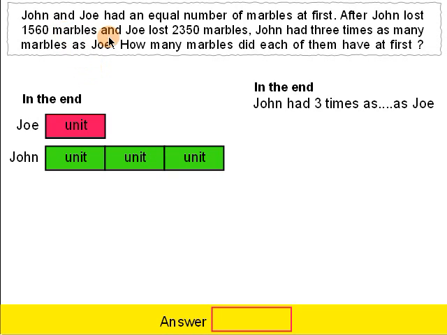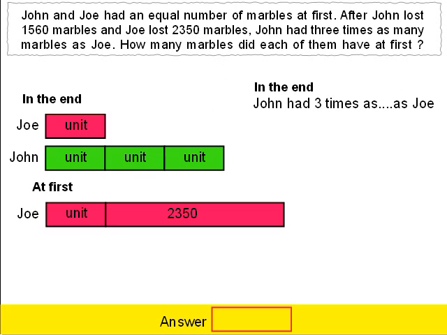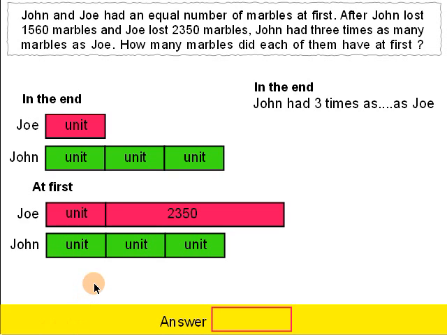The question says John and Joe had an equal number of marbles at first. That means when we look at Joe in the end, Joe has 1 unit. So at first, Joe would have this 1 unit plus whatever he had lost, which is 2350. So we add that in. And for John, it will be 3 units for whatever he had in the end plus whatever he had lost, which is 1560. Take note that both of the models are of equal length for Joe and John at first, because the question tells us that both of them had an equal number of marbles at first.